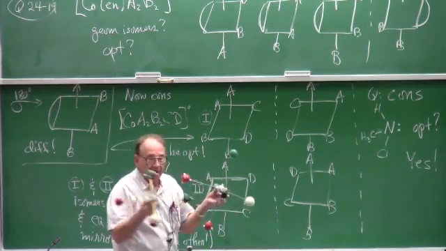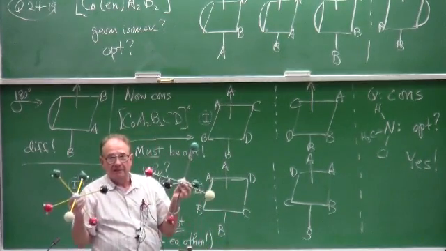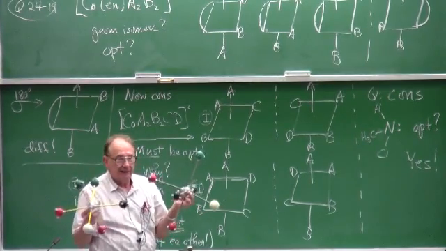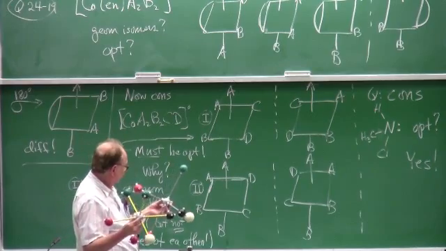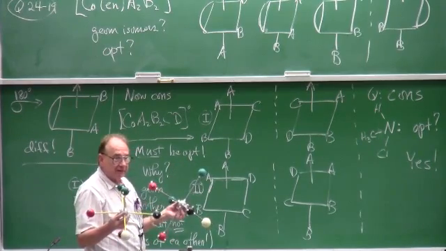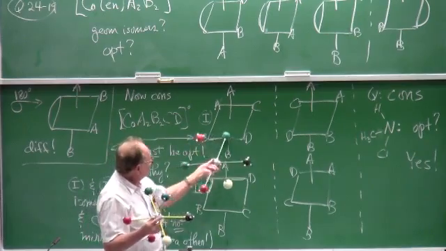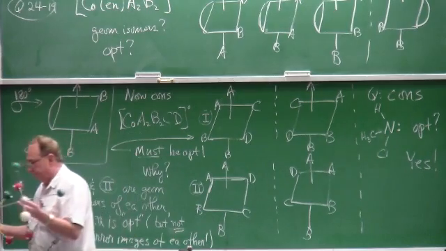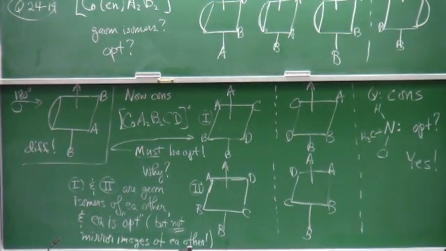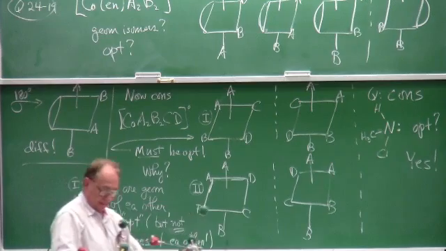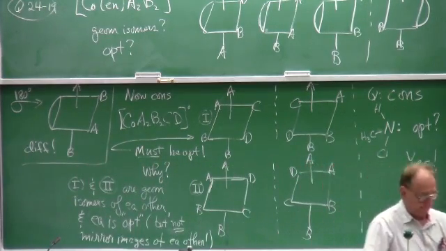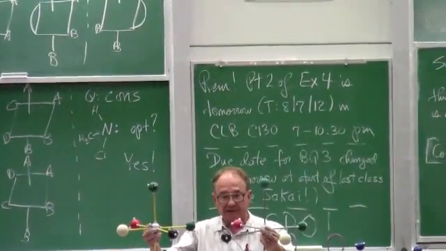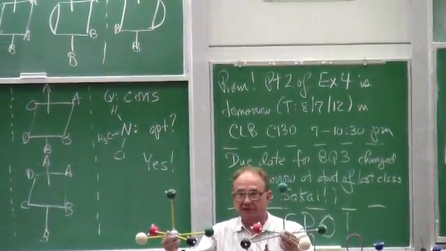Now, how do these two geometric isomers compare stereochemically? That's the $64 question. Are they mirror images of each other? Well, I've drawn the mirror image of this, and I've drawn the mirror image of this. Let's hold them up like this. And we can see they're not mirror images of each other.